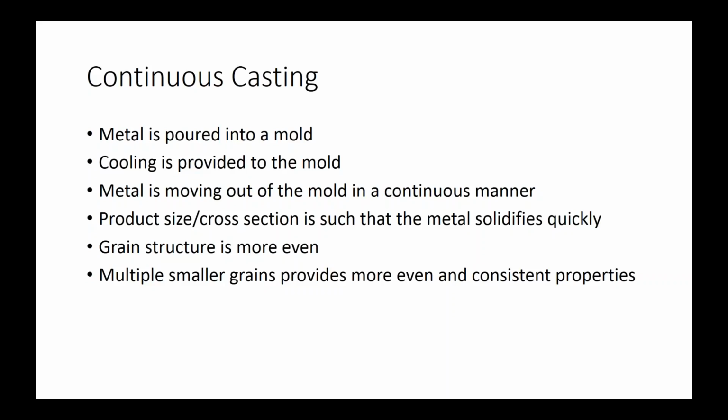You have multiple smaller grains providing a more even and consistent property structure. So a great deal depends on the cross-sectional area of the product you're making and the amount of metal being poured in the die.